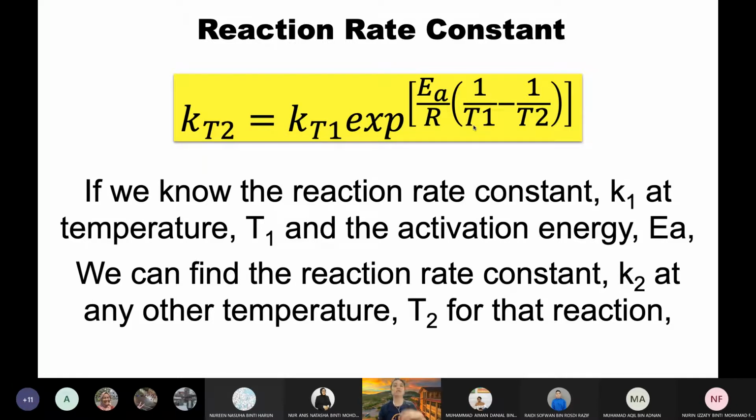Beza dia, equation pertama, kalau kita nak kira K, kita tahu A, EA, temperature. Equation yang version kedua ni, okay, adalah bila you know K1 at T1, you want to find the new K at T2 by knowing the new temperature T2 and just by knowing EA. Dah tahu EA, kamu dah boleh cari. Okay, so itu beza dia.